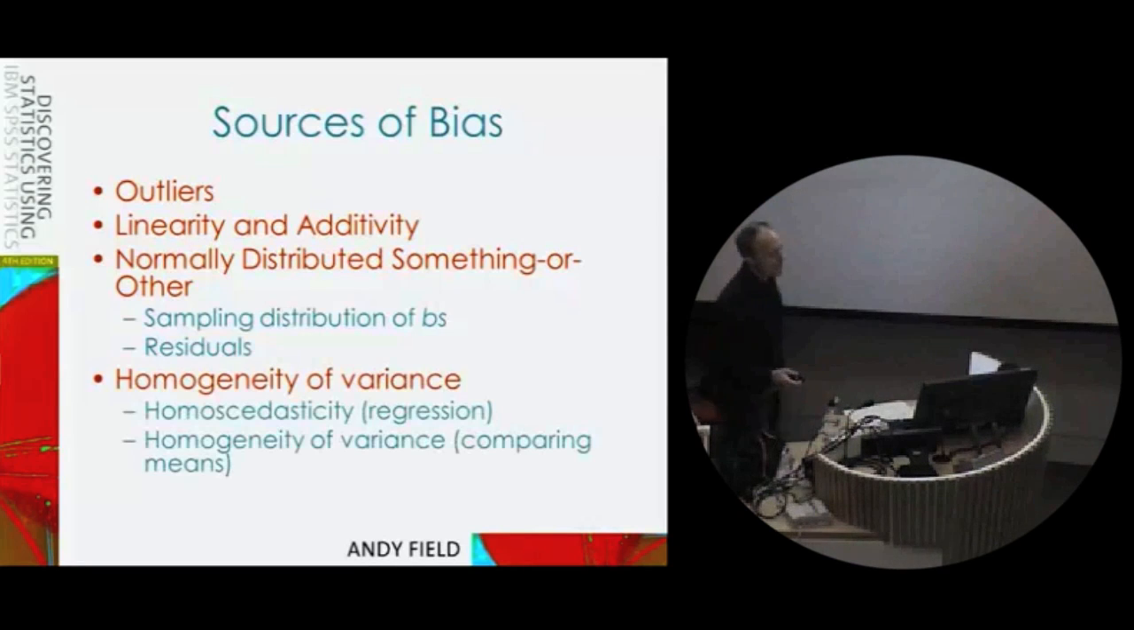The other assumption we looked at was homogeneity of variance. In linear models, it tends to be called homoscedasticity. But these are the same things, really. It tends to be called homogeneity of variance when you've got groups of scores, and it tends to be called homoscedasticity when you don't have groups of scores, you just have lots of continuous variables. But they're basically the same thing.